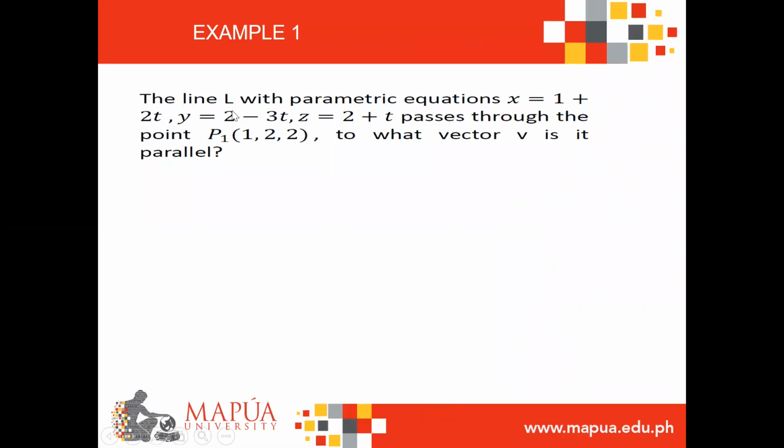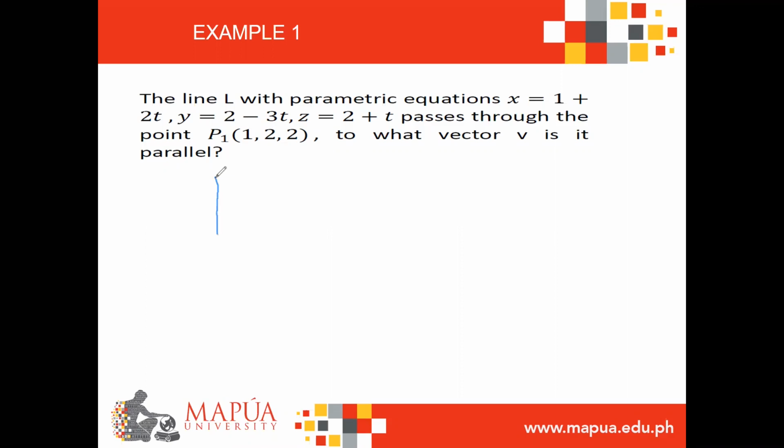It says here, the line L with parametric equations x equals 1 plus 2t, y equals 2 minus 3t, z equals 2 plus t passes through the point P1 whose coordinates are 1, 2, 2. To what vector v is it parallel? So to solve this problem, let us graph the given line L and the vector v.